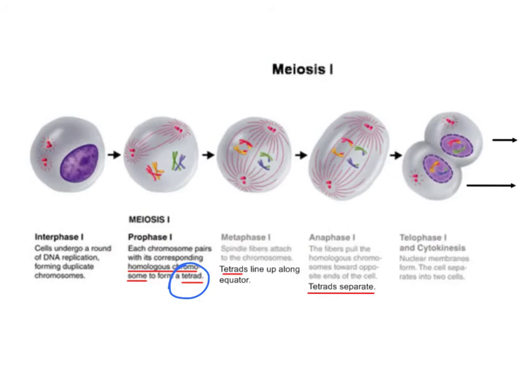It is then the tetrads that line up along the equator in meiosis for metaphase 1. Then in anaphase, when the chromosomes are pulled apart away from each other, the tetrads separate. Not the individual chromosomes, but the tetrads separate. Then here we are at telophase 1 and cytokinesis. We have the nuclear membrane reforming, very similar to mitosis, and we get the cells separating into two daughter cells.